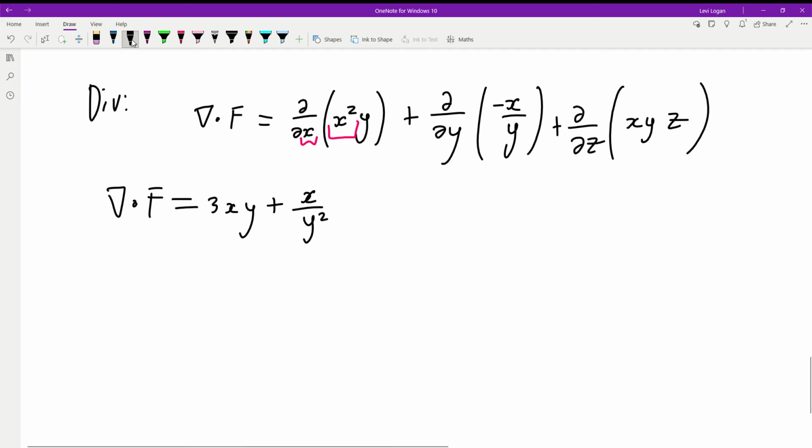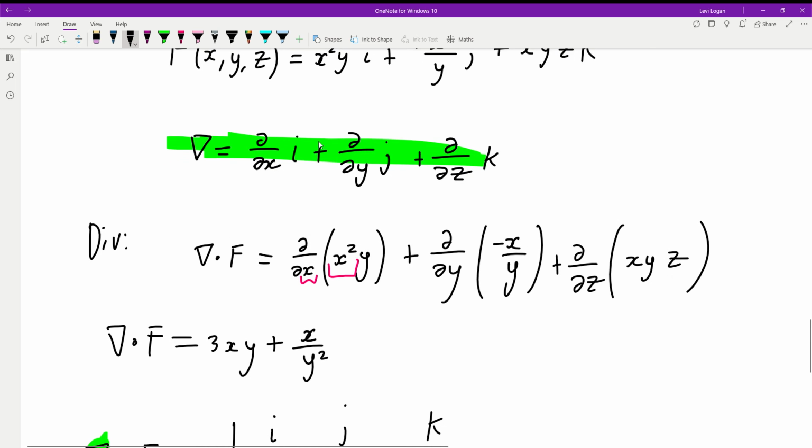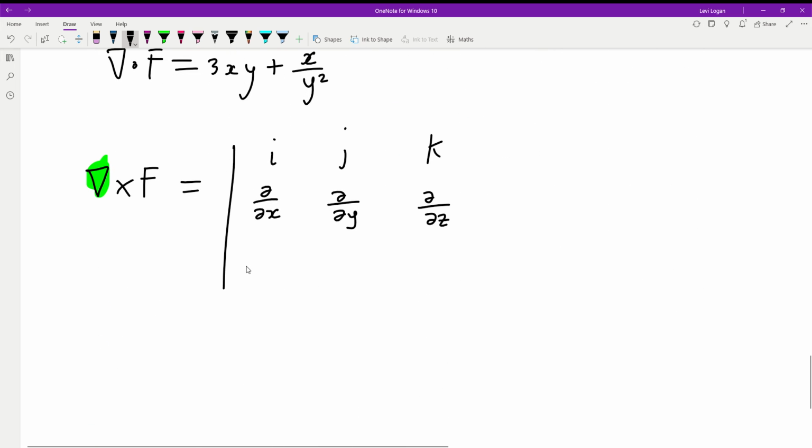Okay. Now to find the curl, it's going to be d crossed with f. Okay. So what you do is you set up a 3 by 3 matrix. So you have i, j, and k on the top for your corresponding components. Then you write the first vector. So this guy here in this top row here. So this would be dx, dy, and dz here, okay? And it's going to be crossed with the vector f, so it's just going to be this component on here, so it'll be x squared y, negative x on y, and then x, y, z, okay?